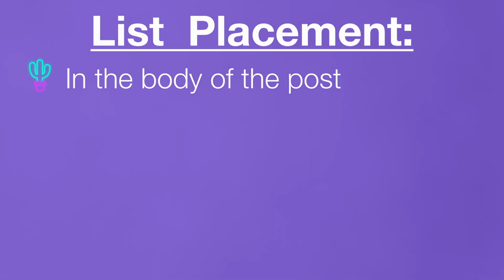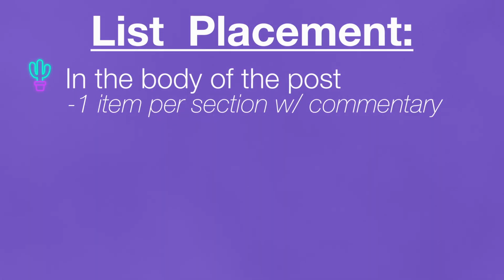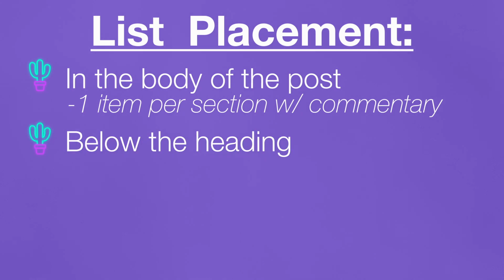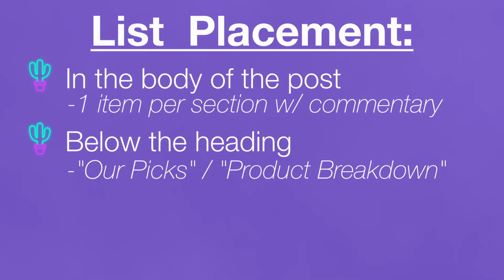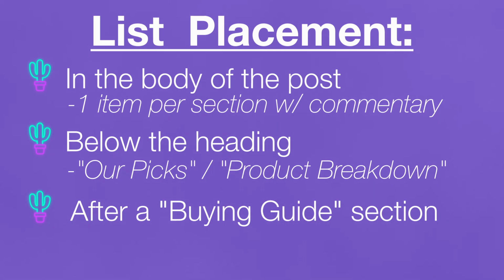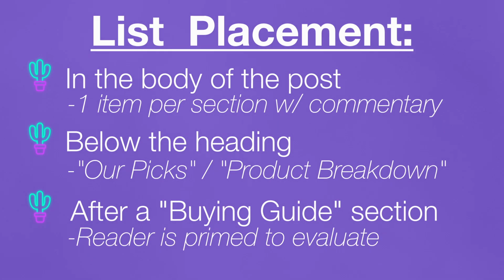The best placements for a list would be somewhere in the body, 1 item per section with commentary between. You could have it below the heading like our picks or product breakdown. You could have it after a buying guide section where the reader is primed to evaluate. It flows really well as part of your blog post, and the best part is it could actually be your blog post. You could just do a list display as your blog post.